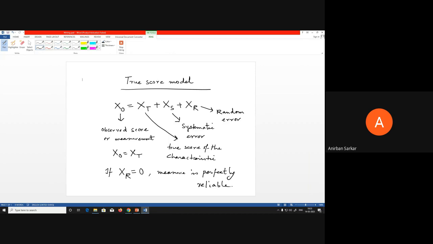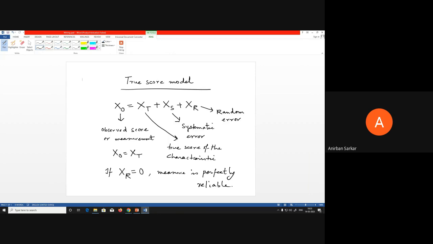So if you have minimized your random error, and if you can minimize it to 0, you can say that your result or output of your research is perfectly reliable. Clear?